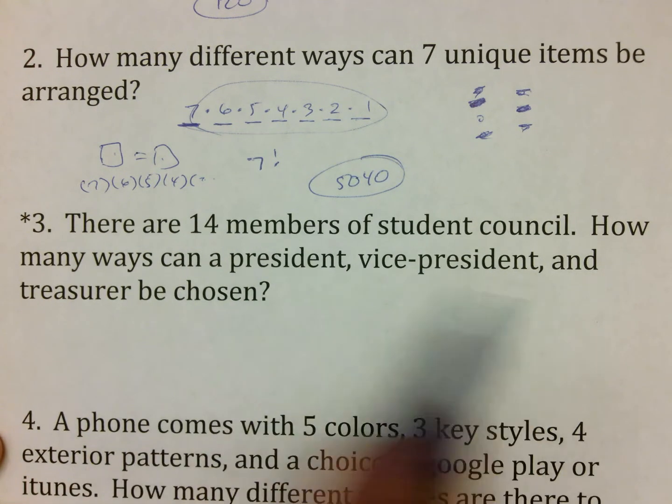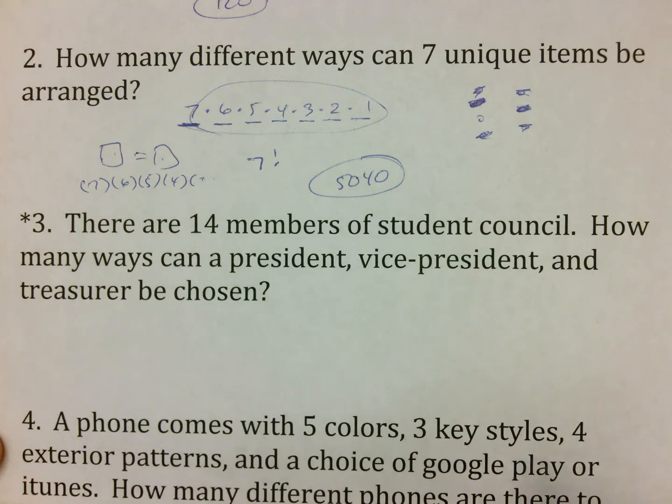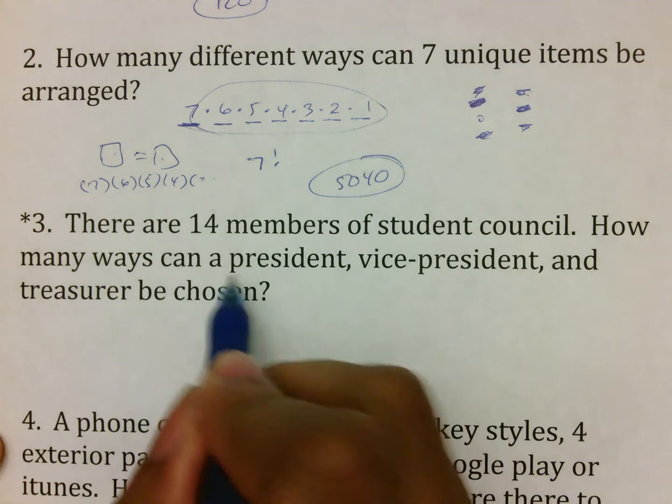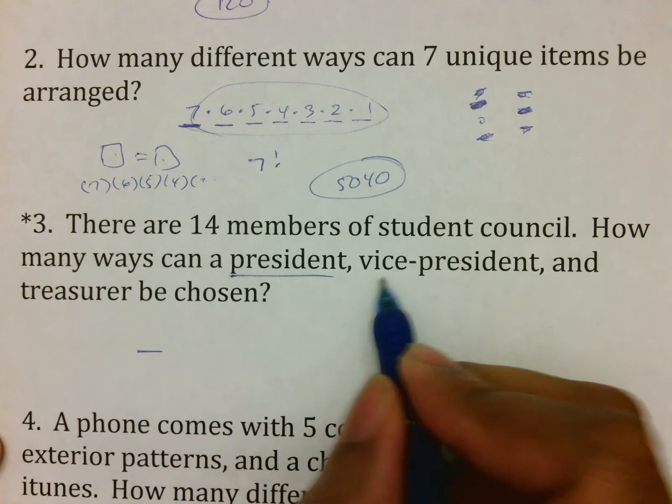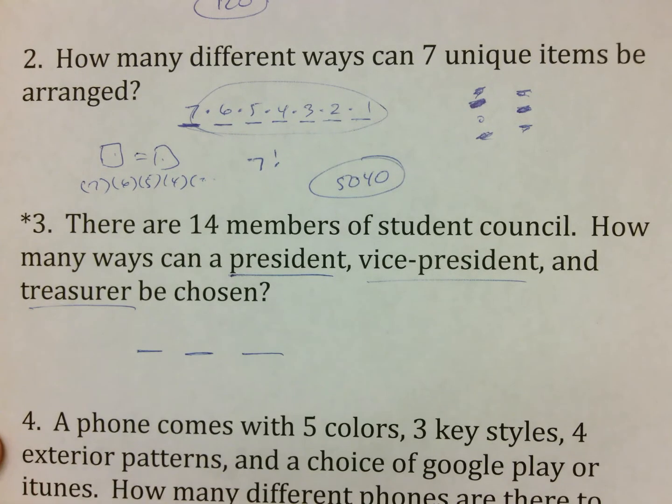14 members of student council, how many ways can a president, vice president, and treasurer be chosen? Again, this is a general decision because you're making 3 choices. You're choosing a president, you're choosing a vice president, and you're choosing a treasurer. Again, general decisions is just blanks. That means you're making a choice, so put a blank down for every choice.